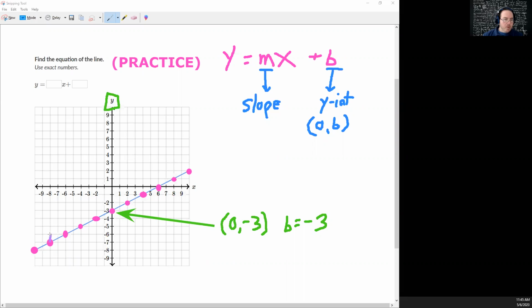Now I can do the smallest up and over ever, and see this goes up 1 and over 2. Slope is equal to the change in y over the change in x, and apparently this one goes up 1 and over 2 for a slope of 1/2.